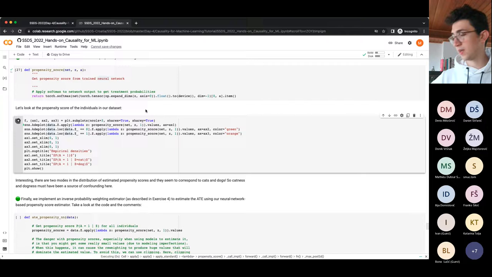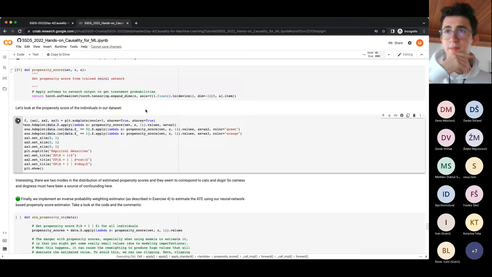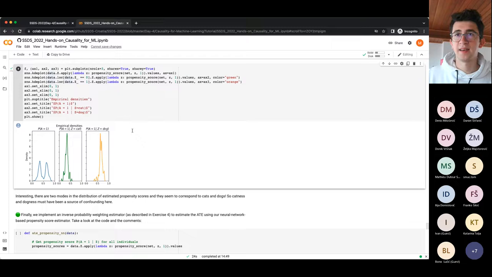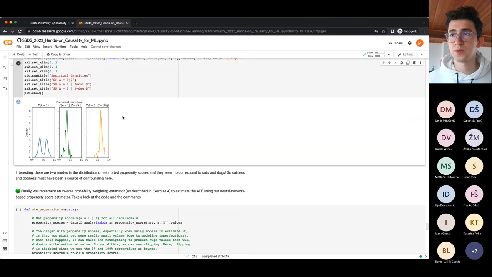And now we can just look at the propensity score, so the probability of giving a treatment based on the high level information, and see what it looks like. So here we're going to do automatic density plots for these individuals. And it might look a little like this. So what we are seeing is the different densities as estimated by our density estimator for the probability of treatment being assigned, and then being assigned when you know that it's a cat and it's a dog. And you can clearly see these two modes, which seem to correspond to confounding.